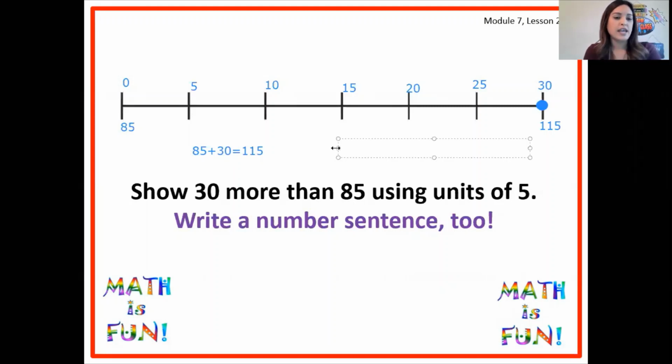We could also say, well, we ended at 115 minus the 30 equal 85. And again, how can we check our work? You can add your parts to see if 85 and 30 do really equal 115. Very good.